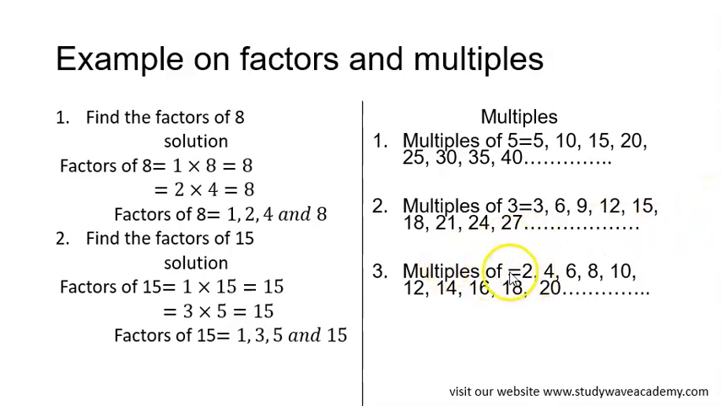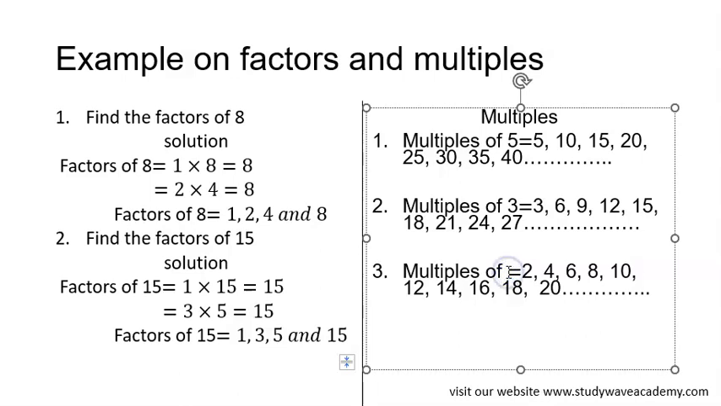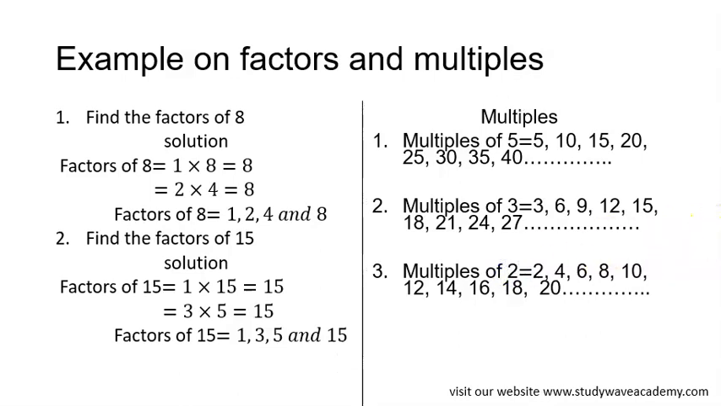Multiples of 2. 2 times 1 is 2. 2 times 2 is 4. 2 times 3 is 6. 2 times 4 is 8. 2 times 5 is 10. 2 times 6 is 12, 2 times 7, 14, 2 times 8, 16, 2 times 9, 18, 2 times 10, 20. It keeps on going, or you keep on adding 2 if you can't do the multiplication.